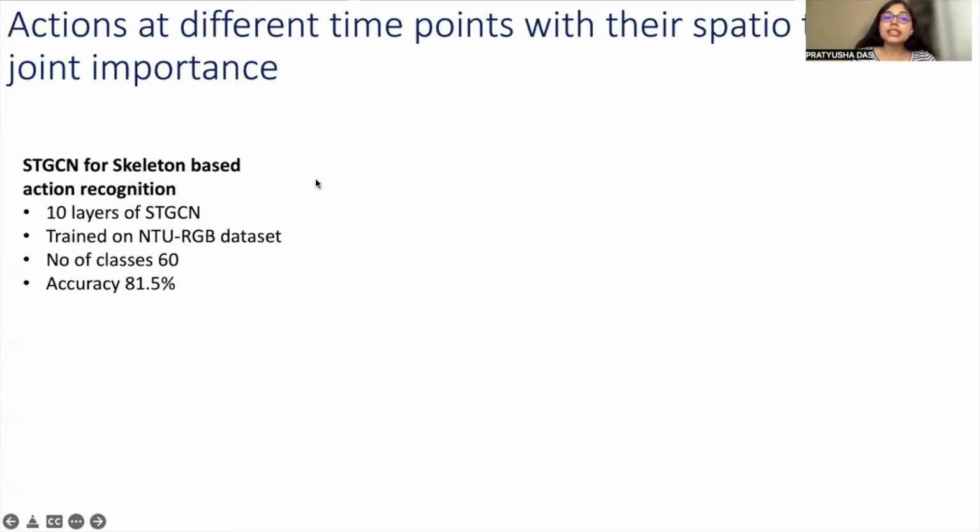Now, this ST-GCN network was proposed by Yan et al. In this ST-GCN network, we have 10 layers or 10 blocks of ST-GCN. And this was trained on the famous NTU RGB dataset. There were 60 classes, and the accuracy they could achieve was 81.5%. Now, what we are going to see is, spatially and with time, how the importance of the joints is changing.